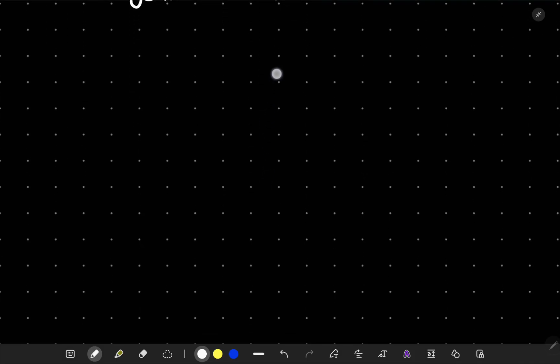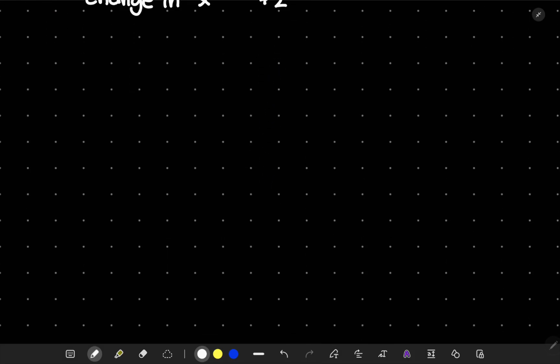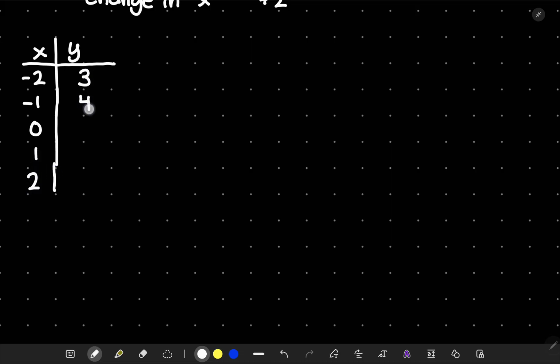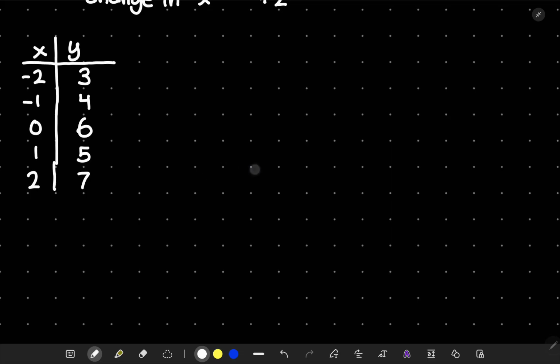Let's find maybe a counterexample for us to see what the slope is if it doesn't have a consistent change. So let's say I did -2, -1, 0, 1, and 2. But I did the following for y: 3, 4, then I did 6, then I did 5, and then 7. A little bit of a switch up, but let's see what I can do.